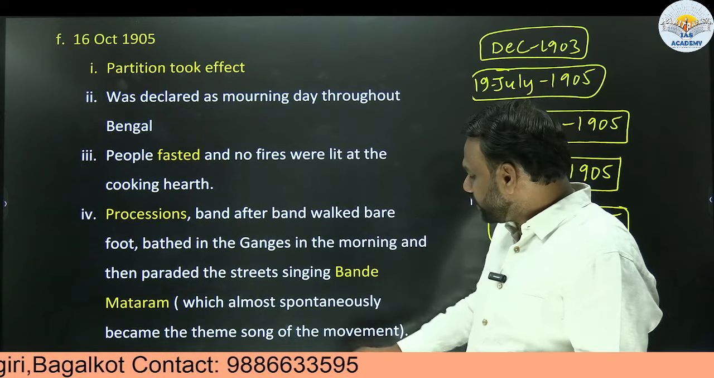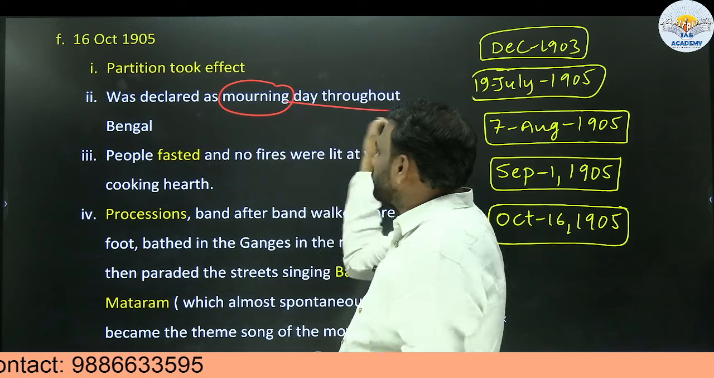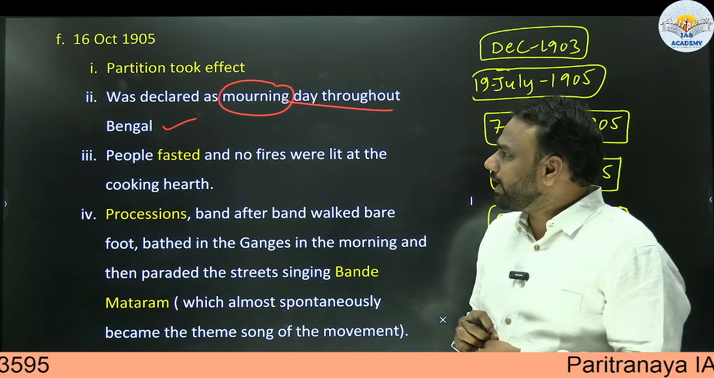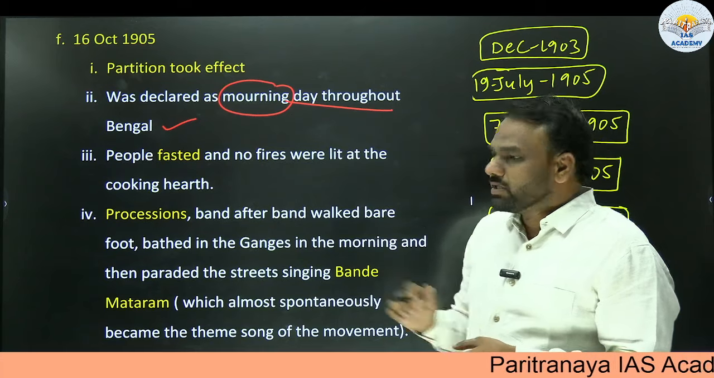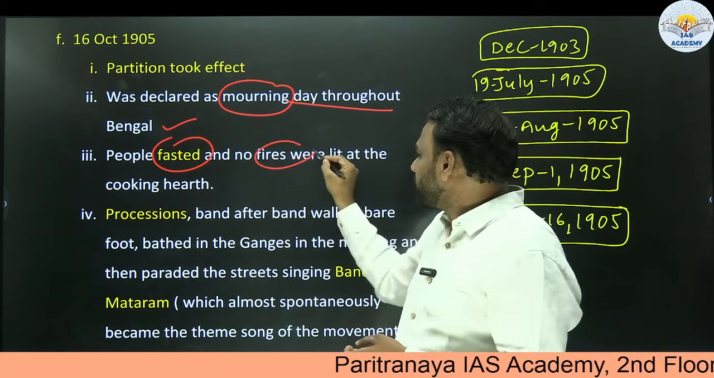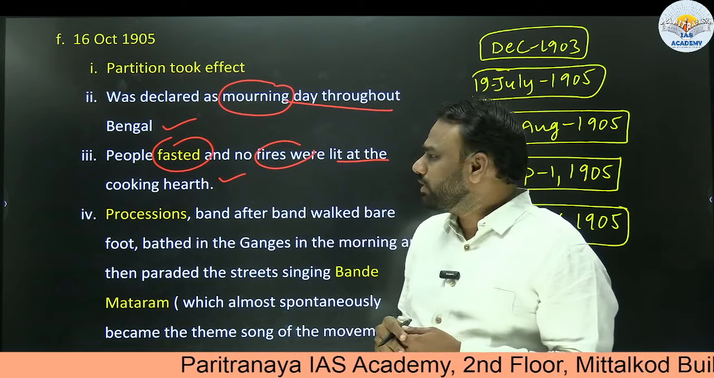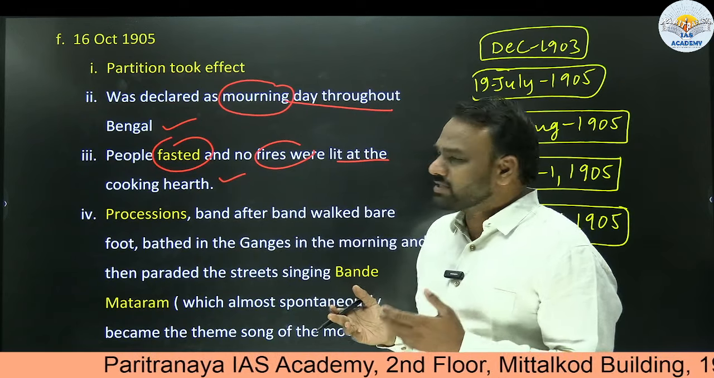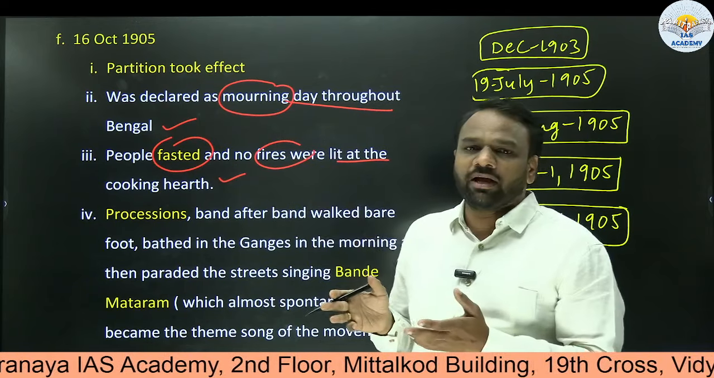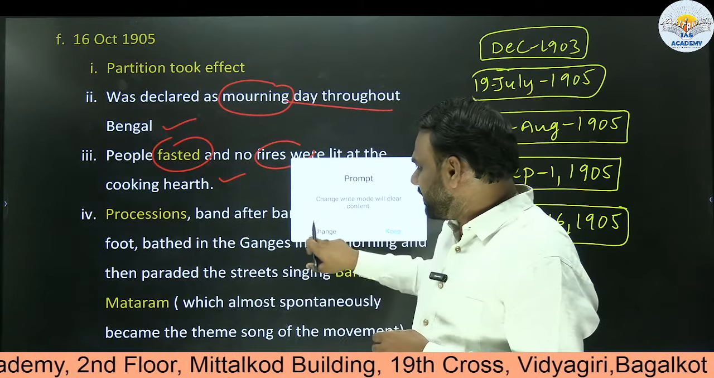So when partition took place, it was declared as mourning day throughout Bengal. This was a very sad event for Bengalis, and they started mourning. So people fasted. They did not eat anything. No fires were lit at the cooking hearth, so people did not even cook in their homes. These things only happen when a tragedy takes place, and the partition of Bengal was considered a tragedy. And these were the various subsequent events.